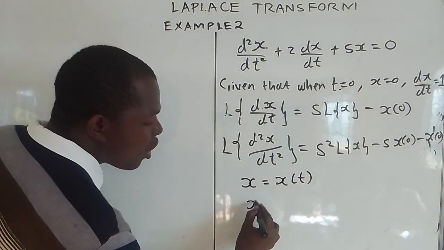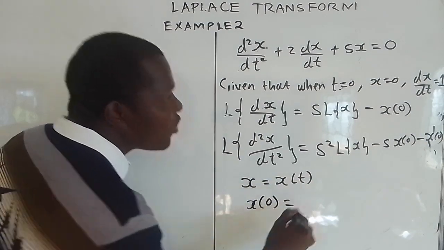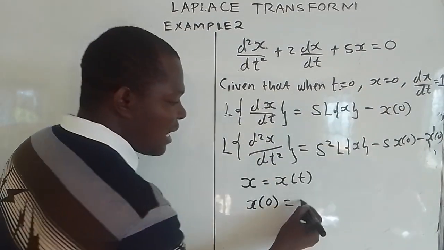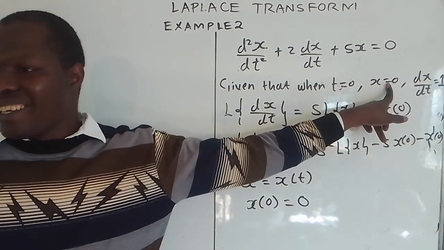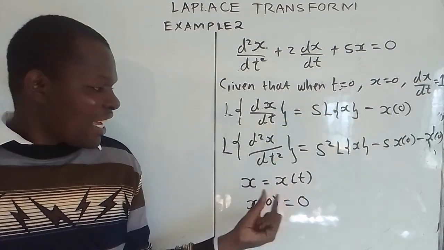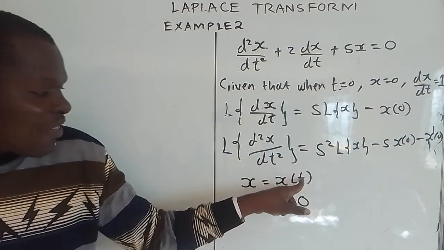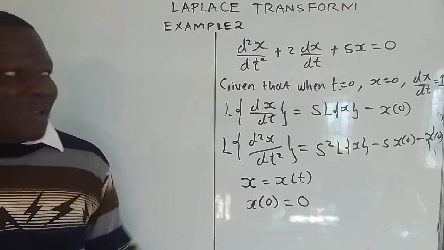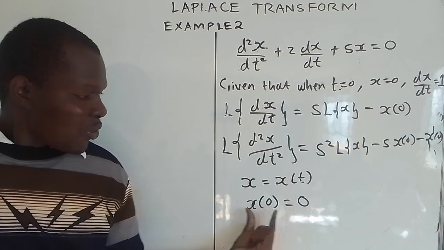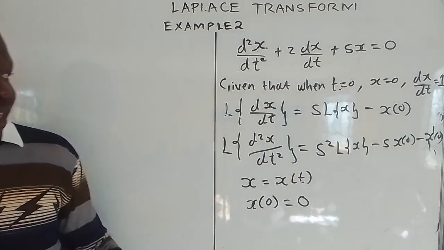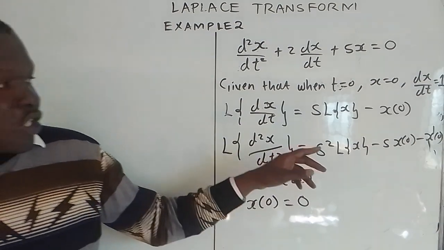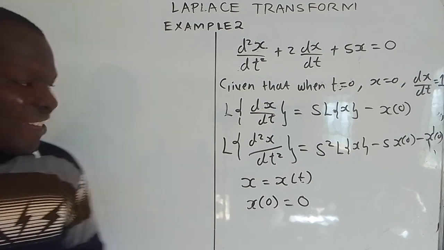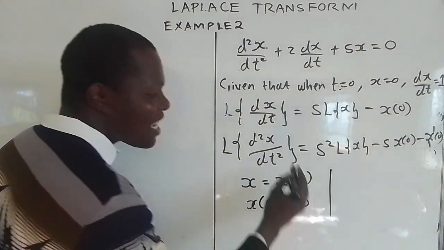So what is the value of x when t is 0? You can see where there is t, you put 0. Meaning when t is 0, x is 0. You join this and this, by definition, meaning x is a function of t. So when t is 0, x is 0. You form the first equation, and that first equation you are going to substitute where you have x of 0.